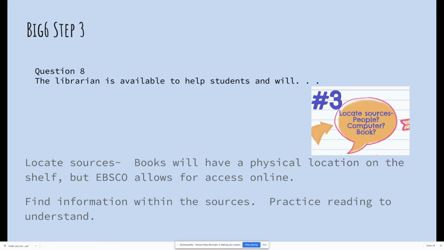Big Six step number 3. Here's our quiz question 8. We jumped around a little bit here. The librarian is available to help students and will assist with locating and evaluating information. And that's this step we're on now. You need to locate sources. Books will have a physical location on the shelf, but EBSCO allows for access online. The nice thing about EBSCO is that these articles were specifically chosen because they were deemed reliable. So find information within those sources. Practice reading to understand.